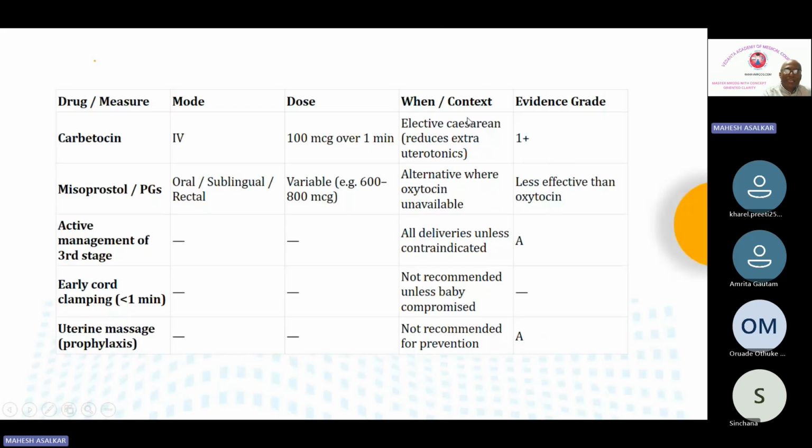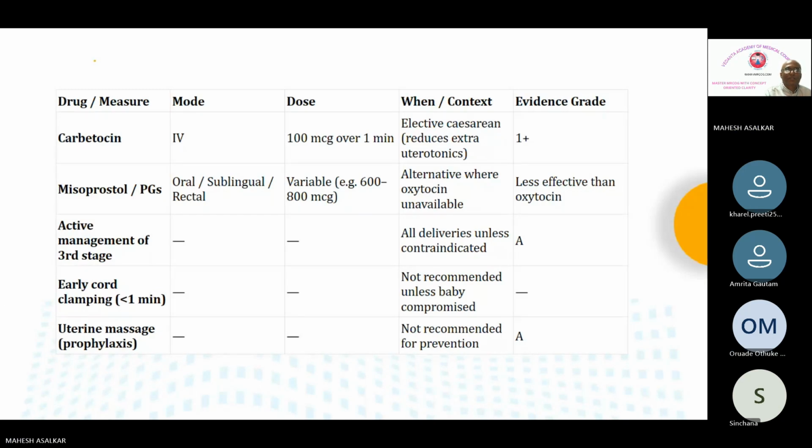Carbetocin you can use during elective caesarean section, 100 microgram over a period of 1 minute, and misoprostol can be used as an alternative where oxytocin is not available, but it is less effective than the oxytocin. What is recommended is the active management of the third stage of labor. Early cord clamping is not recommended, and uterine massage is not recommended. So they are not helpful in prevention.